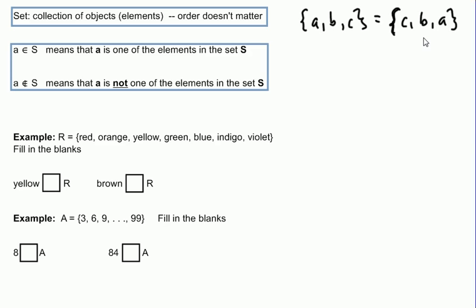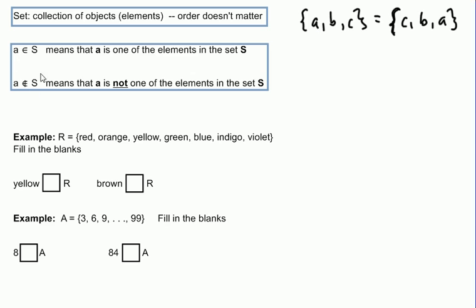And there's a definition of what it means for two sets to be equal. They have to have the same elements. We don't repeat elements in a set, and we don't worry about the order of the elements in a set. We're just saying these objects belong to this set. It doesn't matter if the element shows up 2 times, 3 times, or 1 time. It's still in the set.